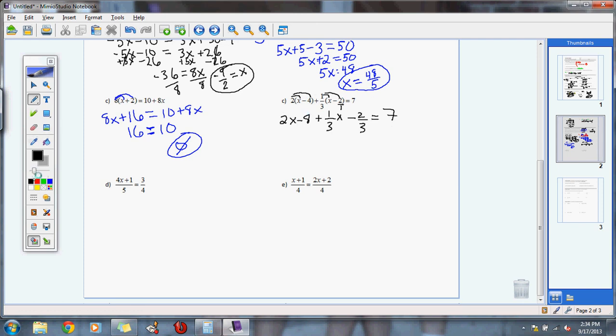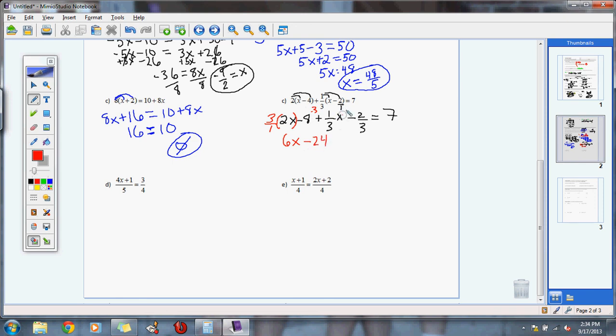But now I'm going to treat it just like the problem two problems ago where we had fractions. I'm going to multiply every single part by the common denominator. So the common denominator is 3. So multiply that by 3 over 1, and you're going to get 6x. Multiply that 8 by 3. You're going to get minus 24.